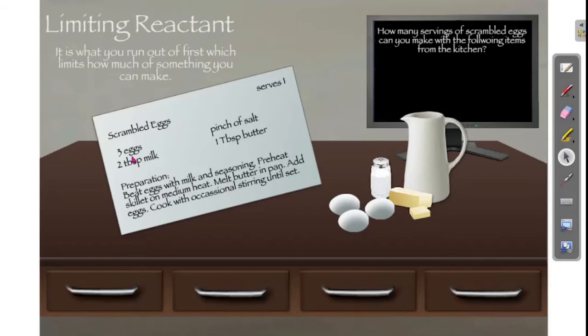Here in this picture, you have plenty of milk, and it looks like you have a lot of salt. But the recipe says you need 3 eggs. That means once you have used these 3 eggs, it doesn't matter how much butter, milk, or salt you have left. You will only be able to make 1 serving of the scrambled eggs recipe. So the eggs have become the limiting factor here. And the same is true for chemical reactions. If you run out of one of the reactants, it will stop the reaction.